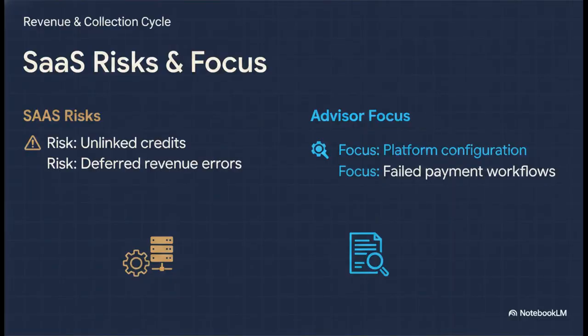And the cause and effect of SaaS risks? They are entirely unique to the tech stack. For example, let's say a customer service rep manually applies a credit but forgets to update the underlying payment links. Well, you're going to get an immediate cascade of failed payments. Other massive risks include deferred revenue timing errors, which, by the way, are an absolute nightmare in software accounting, and failed payments that just never get followed up on because the automated system quietly stopped trying.